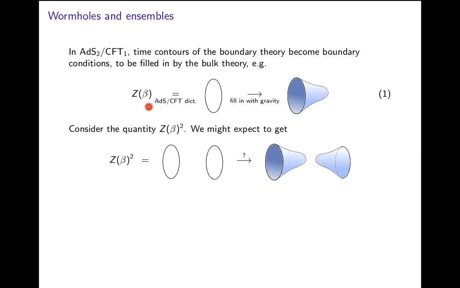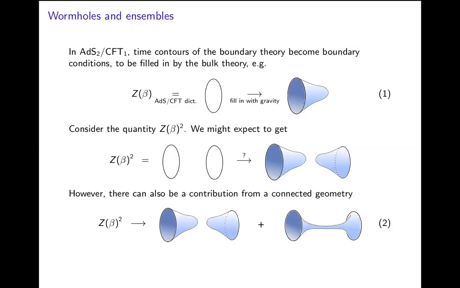So now let's take the same dictionary and same procedure, but consider a different quantity. Let's consider Z(β)². So two copies of the same boundary conditions, two copies of the same time contour in the boundary theory. Z(β)² is just a product of these two traces. You might expect to get just the product of the same bulk computation that we did before. But there can also be a contribution from a connected geometry. So we can have this thing plus a geometry, this wormhole geometry that connects together the two different boundaries.